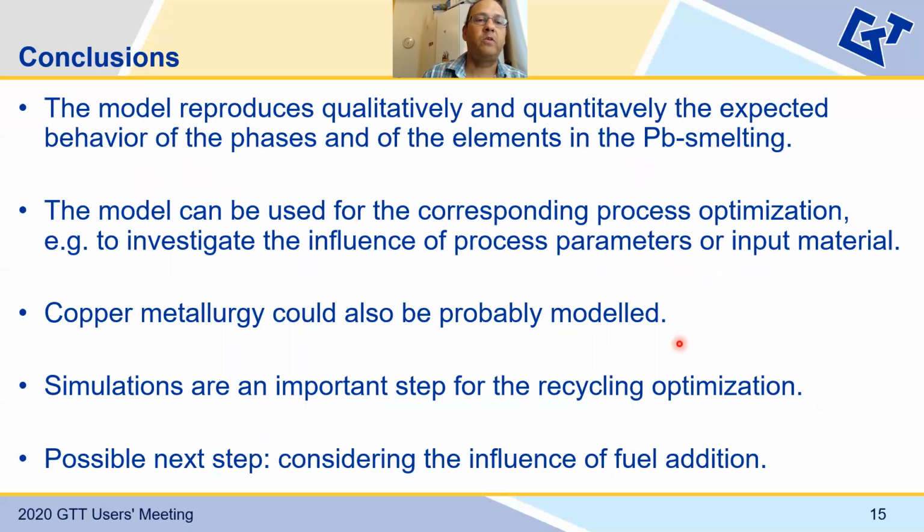Conclusions: the model reproduces qualitatively and quantitatively the expected behavior of the phases and of the elements in the Pb smelting. It can be used for the corresponding process optimization. Copper metallurgy could also probably be modeled. Simulations are an important step for the recycling optimization. And a possible next step will be considering the influence of fuel addition.